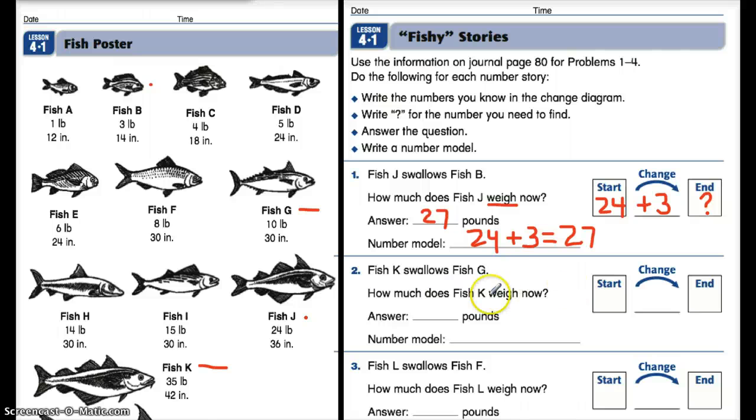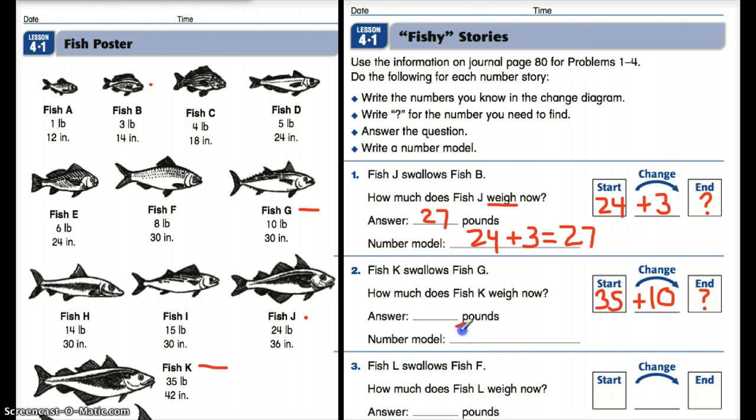Okay, let's see how you did here. Starting with the change diagram, I'm going to fill in what I know about fish K. He starts out as a 35-pound fish, but then he swallows fish G, who happens to be a 10-pound fish. So we're going to add on his weight because fish K is actually going to get more weight, right? So we're going to add. What I don't know is what the end is going to be, how much he'll weigh in the end.